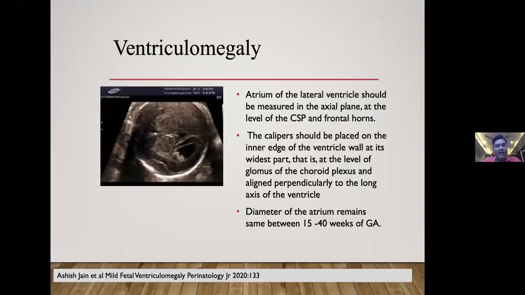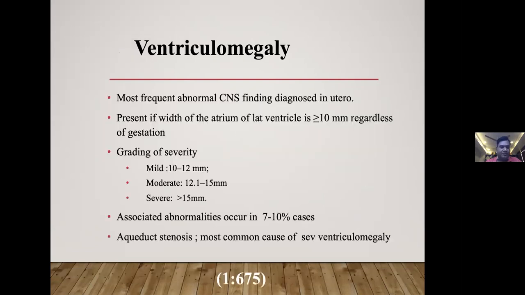The second important and common finding is ventriculomegaly. I already told you how to measure it, at the level of the atrium in the transventricular section, where you will be looking at the cavum septum pellucidum as well as the choroid plexus. Ventriculomegaly is the most frequent CNS abnormality or finding, seen in almost 1 in 600 to 700 cases. It is present when the width of the atrium of the lateral ventricle is more than 10 mm, regardless of gestation.